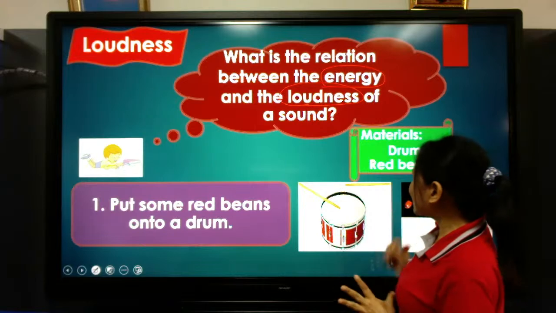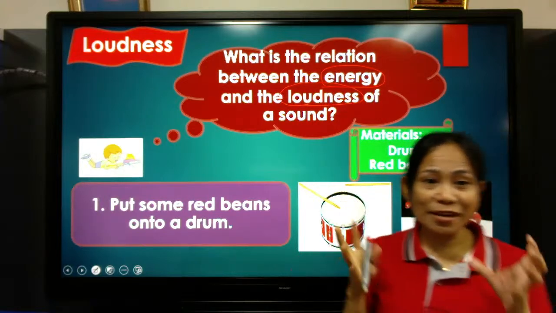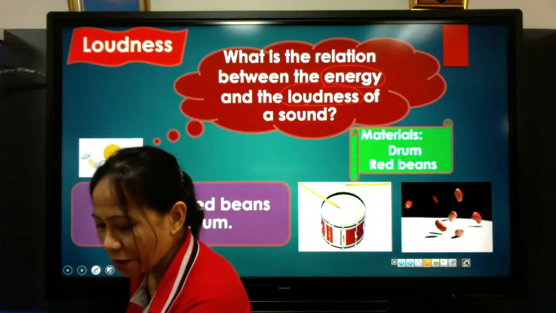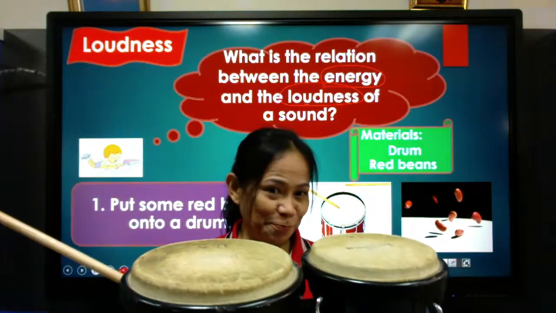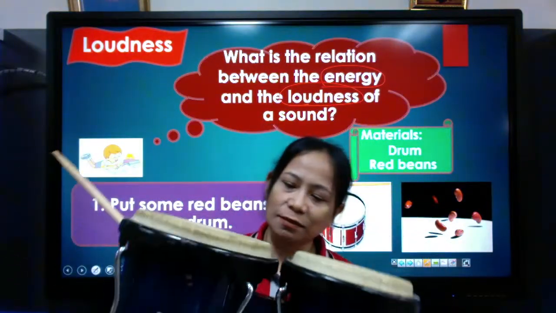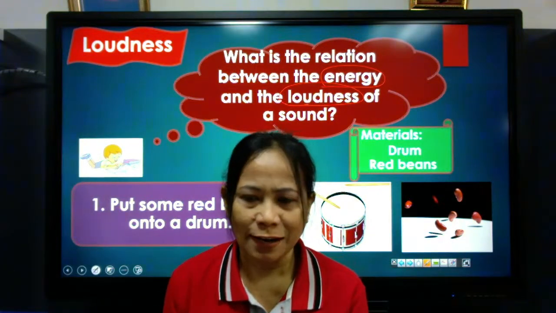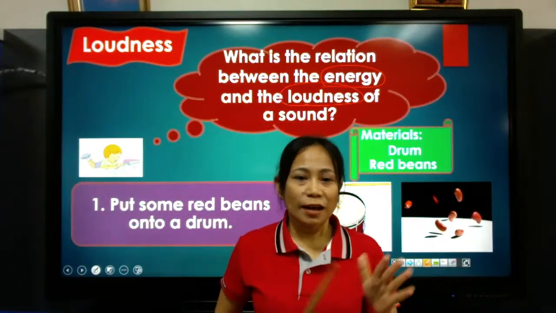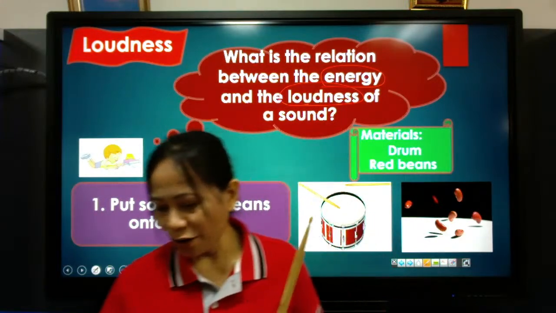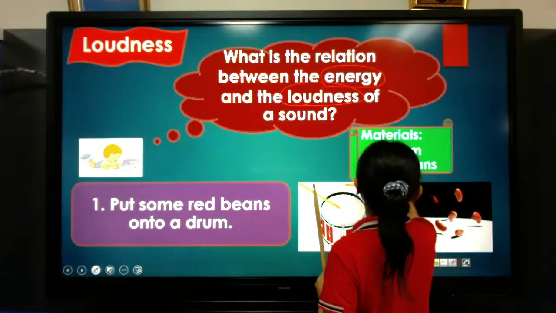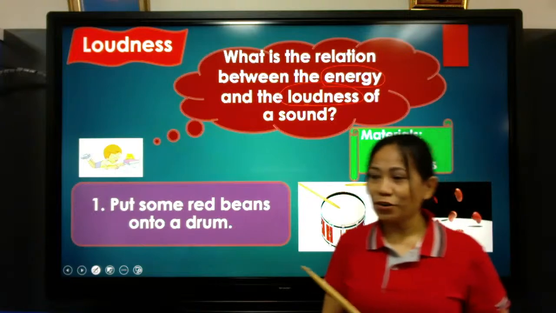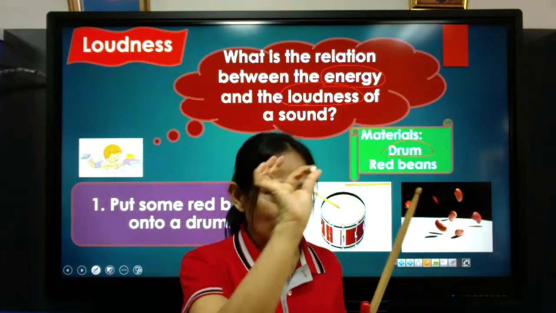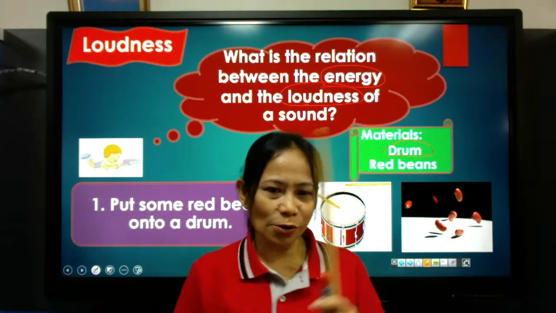So for you to understand, although I made an improvised drum, I found a real drum here. Can you see it? Okay, I will show it to you. This one. What do you call this? This is a kind of drum, right? We're going to use this to show you how the loudness of sound uses energy. We were going to use the drum and red beads, but I don't have red beads, so I use candy. I'm going to use these 2 pieces of candies to show you.